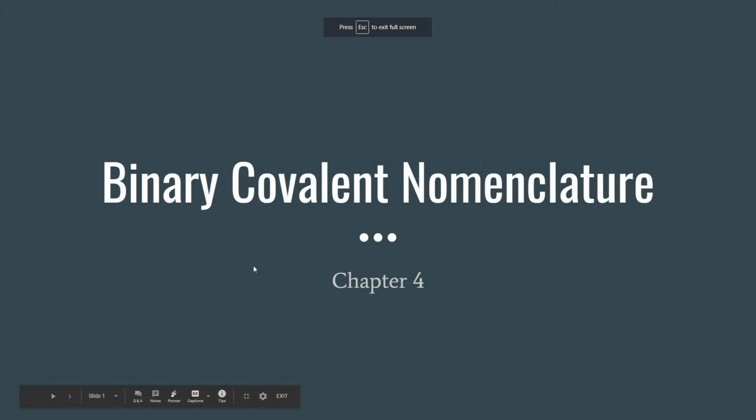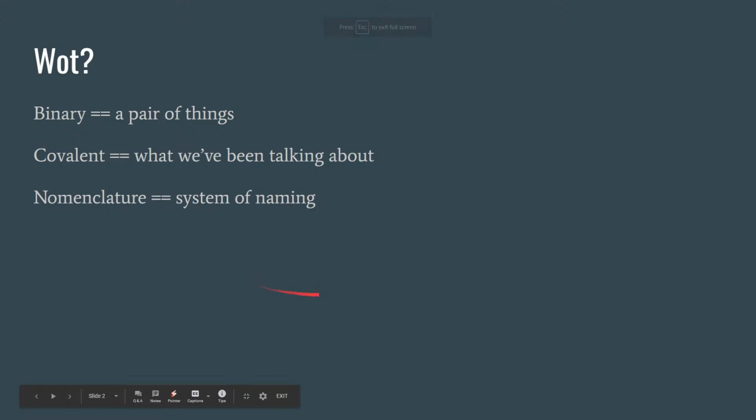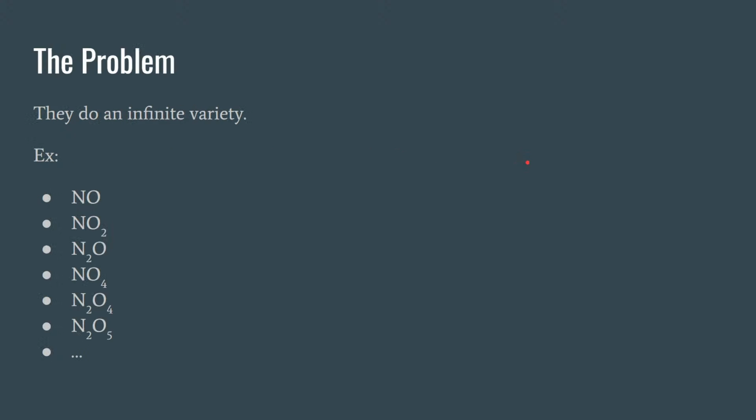All right, so binary covalent nomenclature. Binary means a pair of things. Our nearest star system, Alpha Centauri, or Proxima Centauri, excuse me, is, I believe, a binary star system, two stars closely orbiting one another. So we're talking about binary compounds, composed of just two elements. Covalent means we're talking about covalent compounds. Nomenclature means a system of naming. Nomen for name, clatura for system. So in this set of slides, we are talking about how to name binary covalent compounds.